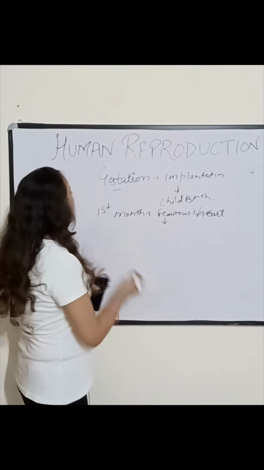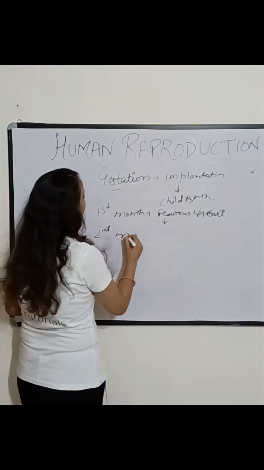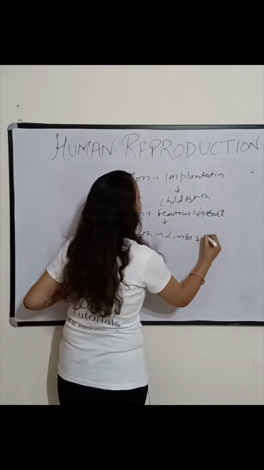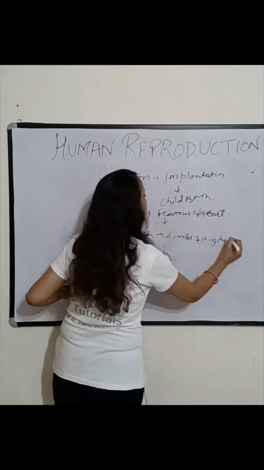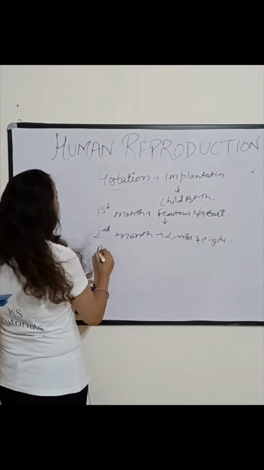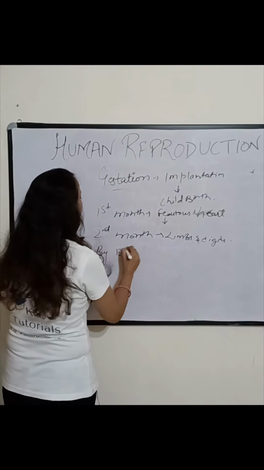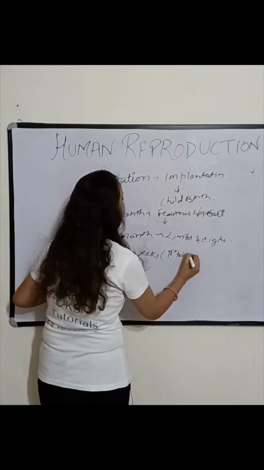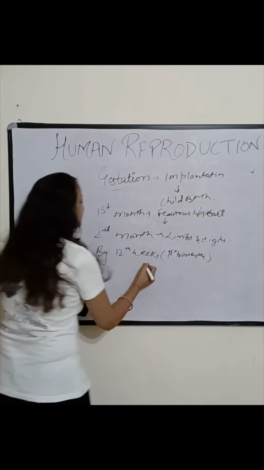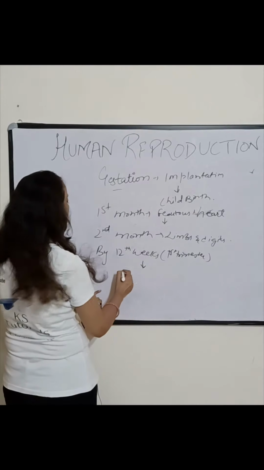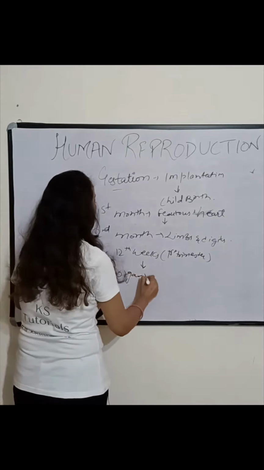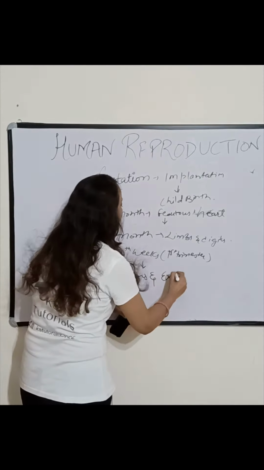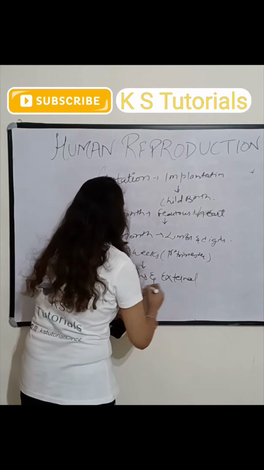Got it? Now in the second month, the fetus develops limbs and digits. Now by the end of the 12th week, that is the first trimester, the fetus develops most of the organs and limbs, and the external genital organs are formed.